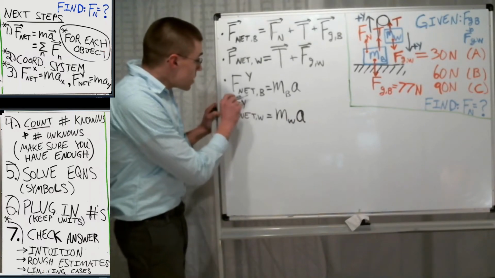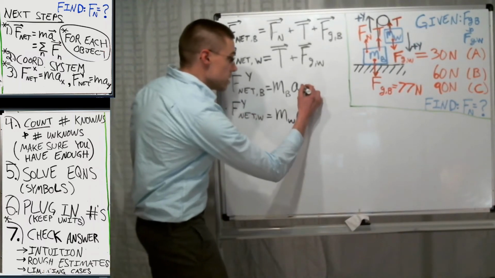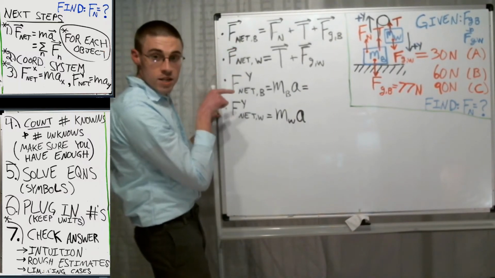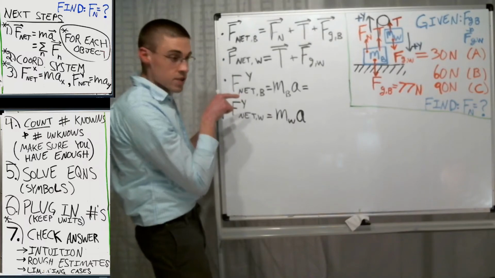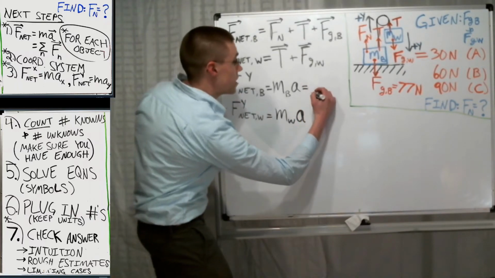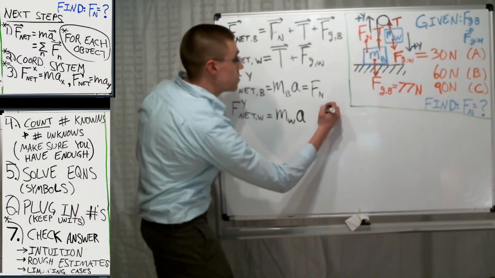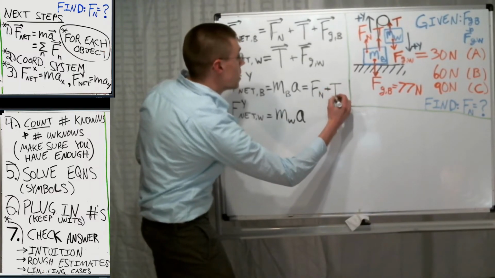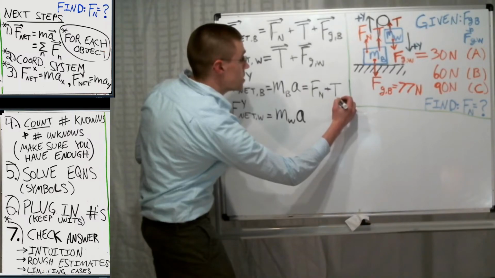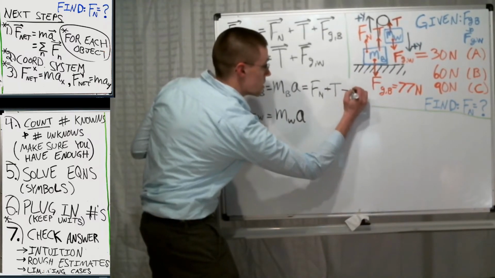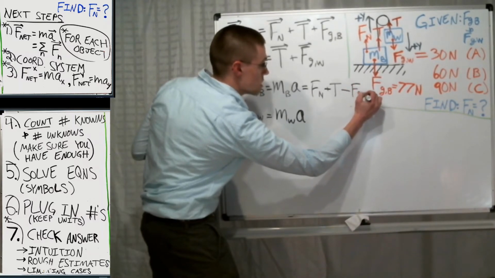So I have F net in B is equal to m a, and I can put that in terms of the individual forces, and now I need to be careful to make sure that the signs match up. So Fn is pointing up, so it's positive. T is pointing up, so it's positive. And the force of gravity on B is pointing down, so that one is negative. Minus Fb.